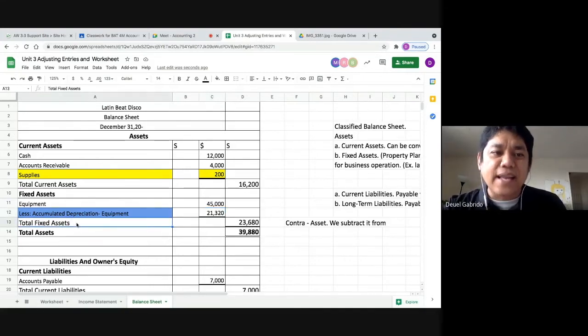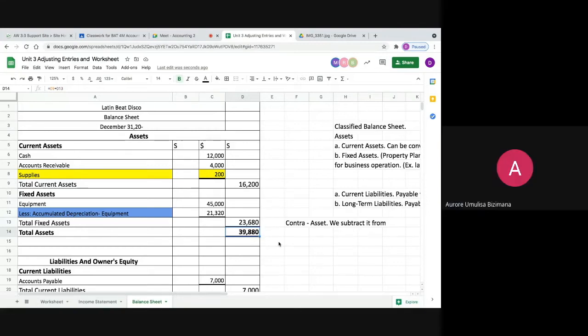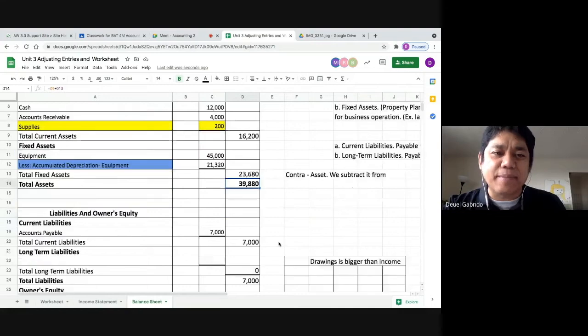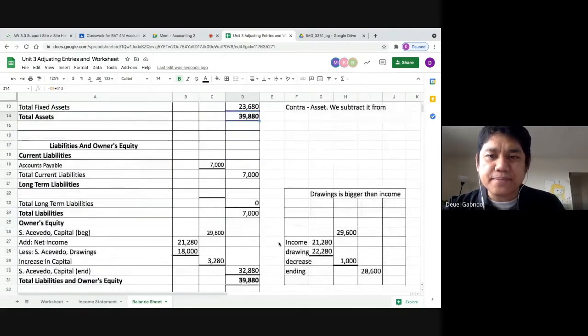Now, if I ask you, sir, how can we get the total assets? Of course, the total assets is equal to total current assets plus total fixed assets. You got your total assets of 39,880. Is that clear? Yes. Okay, now let's go to your liabilities and owner's equity.